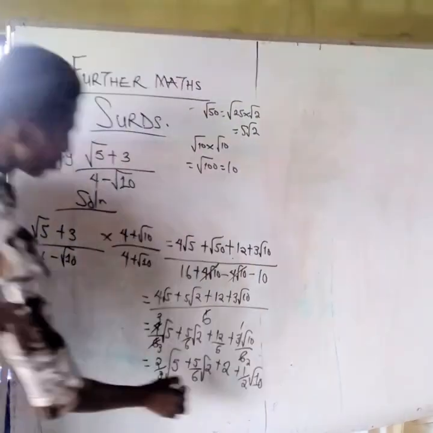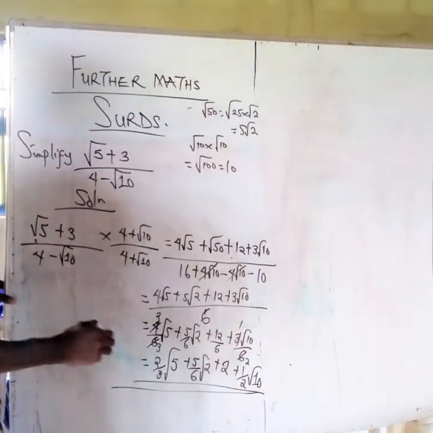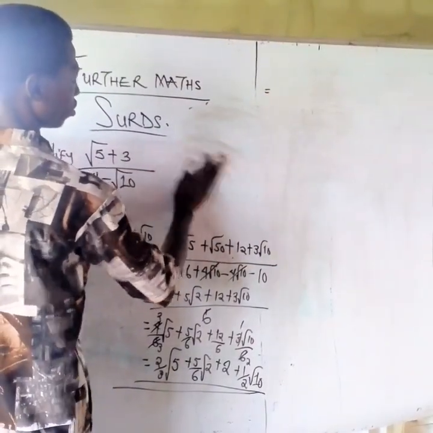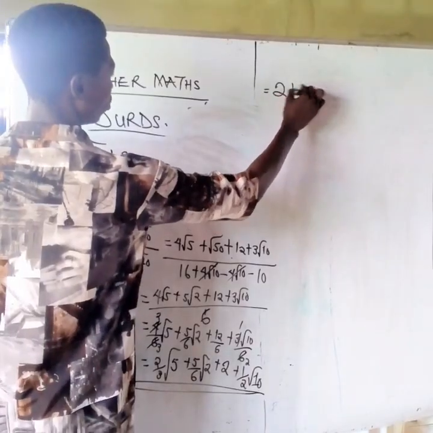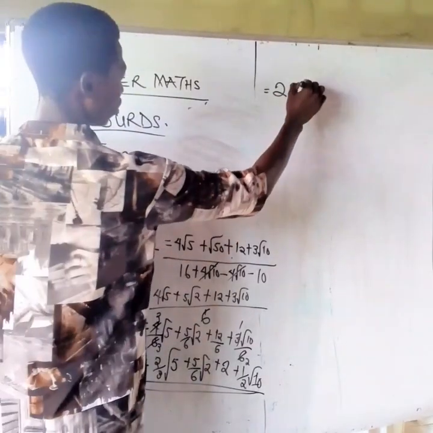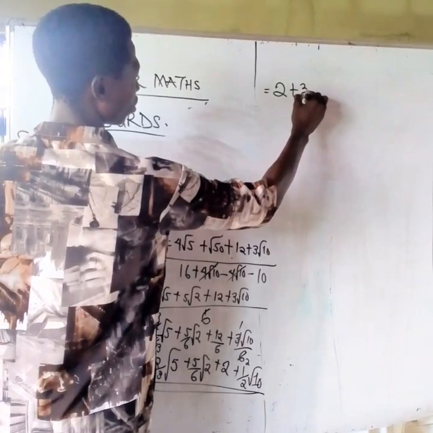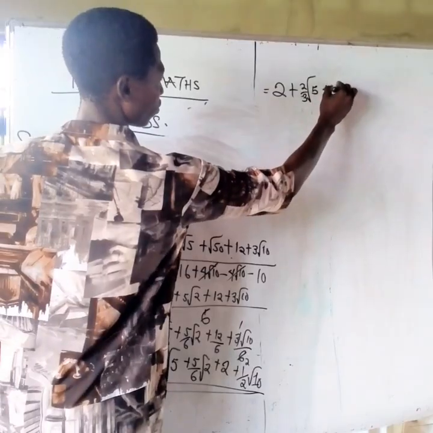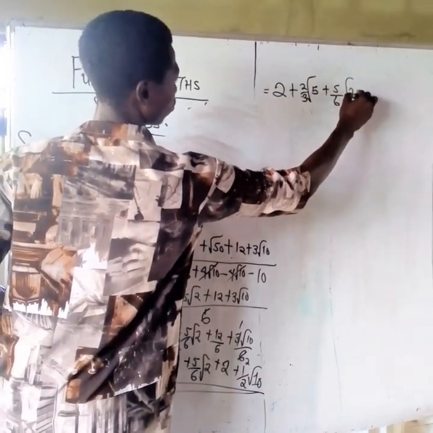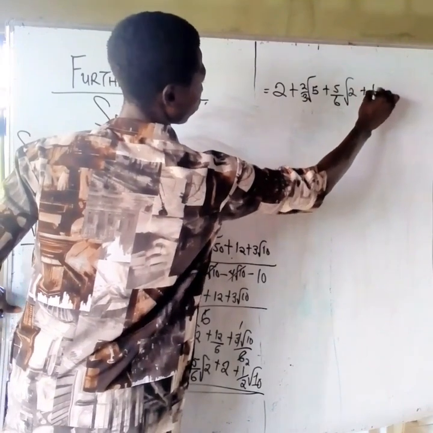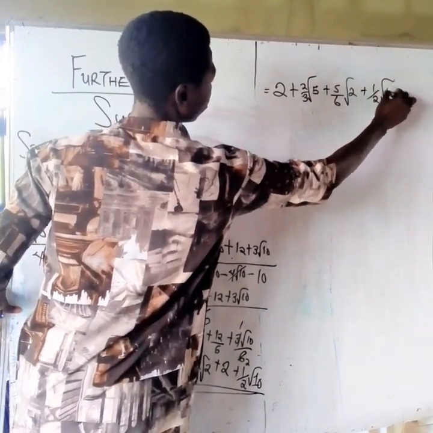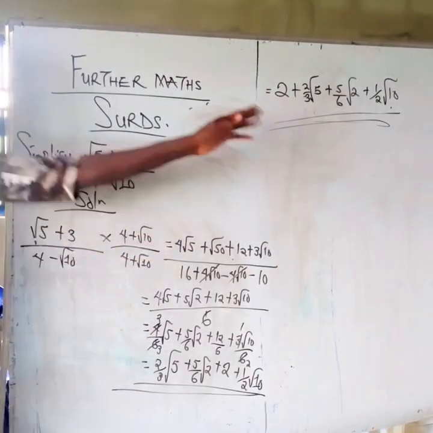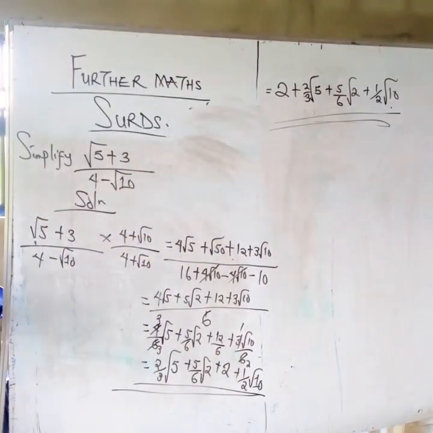So you can actually leave your answer like this, or you can better still bring out your whole number, and you put others into fractions. You have 2 plus 2 over 3 root 5 plus 5 over 6 root 2 plus 1 over 2 root 10. That's your answer. Anyhow you want to represent it is clear. I think that is good enough.